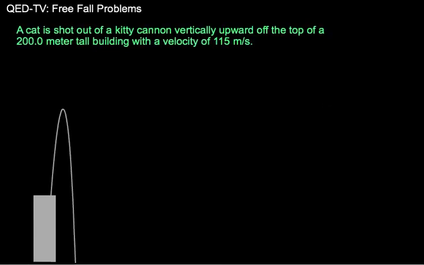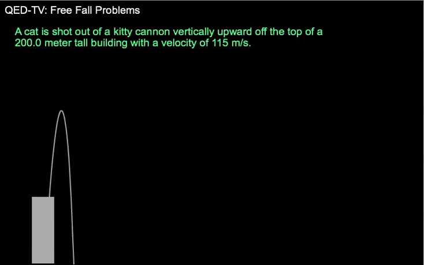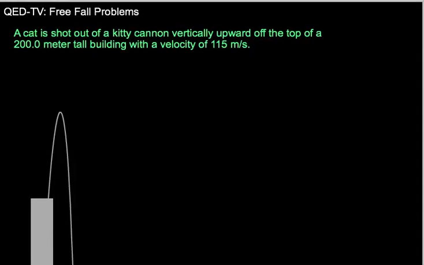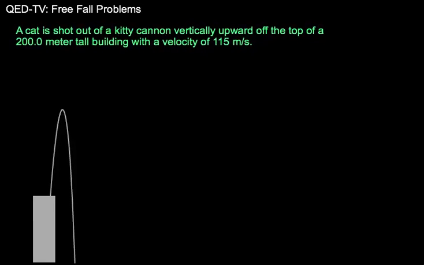All right, in this movie, we're going to work on some free fall problems. If we look at the initial problem here, we're going to answer a lot of questions about this particular problem. A cat is shot out of a kitty cannon vertically upward off the top of a 200-meter tall building with a velocity of 115 meters per second.